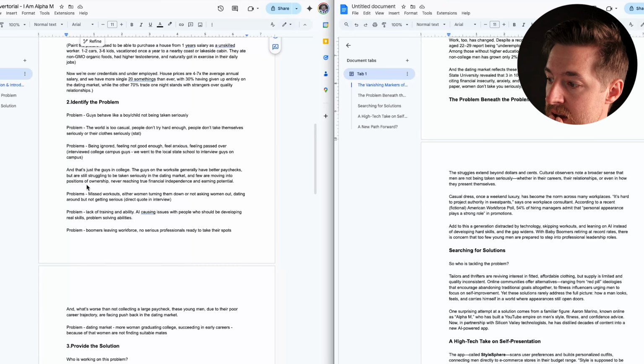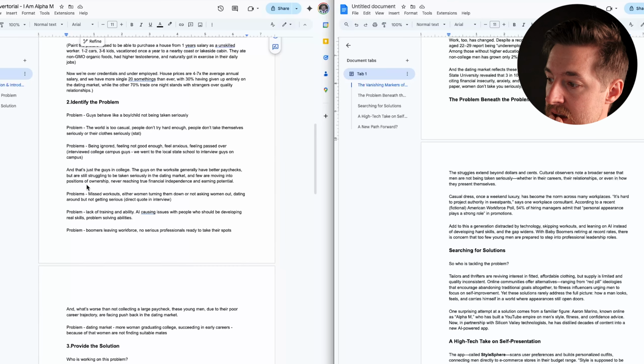The struggles extend beyond dollars and cents. Cultural observers note a broader sense that men are not being taken seriously, whether in their careers, their relationships, or even how they present themselves. Casual dress, once a weekend luxury, has become the norm across many workplaces. "It's hard to project authority in sweatpants," said one workplace consultant. According to a recent American workforce poll, 54% of hiring managers admit that personal appearance plays a strong role in promotions. Add to this generation distracted by technology, skipping workouts. That's not what I want, because that was supposed to be a point of like how their psychology is affected, right?